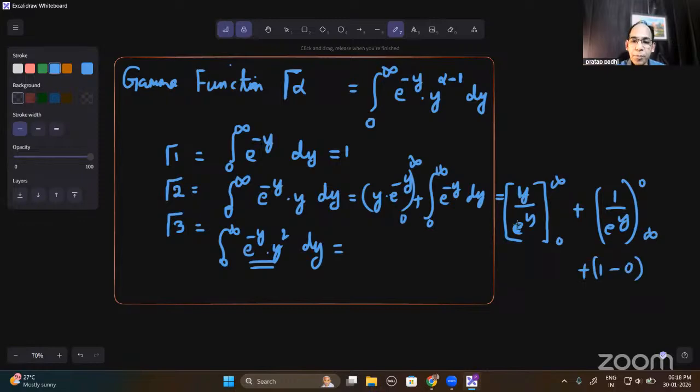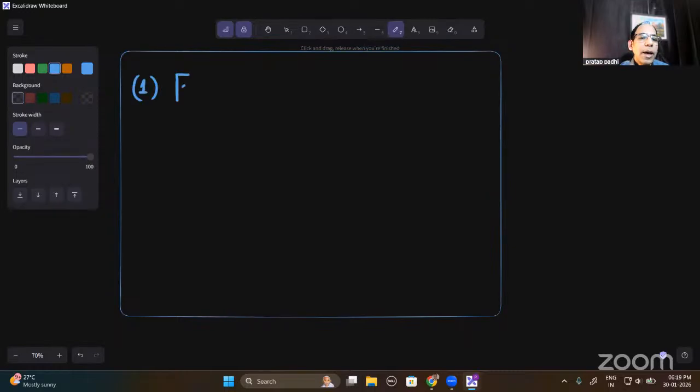If you put infinity here, infinity divided by infinity appears. That way you have to use L'Hopital's rule. You differentiate the numerator and the denominator, then put in the limits. If you put 0, it will be 0. If you put infinity, the differentiation gives 1 divided by e to the power y. Then e to the power infinity is infinity, and 1 by infinity is 0, so this will not contribute. So gamma 2 is 1. We need two results here. Gamma n is equal to n minus 1 factorial. You will get it.